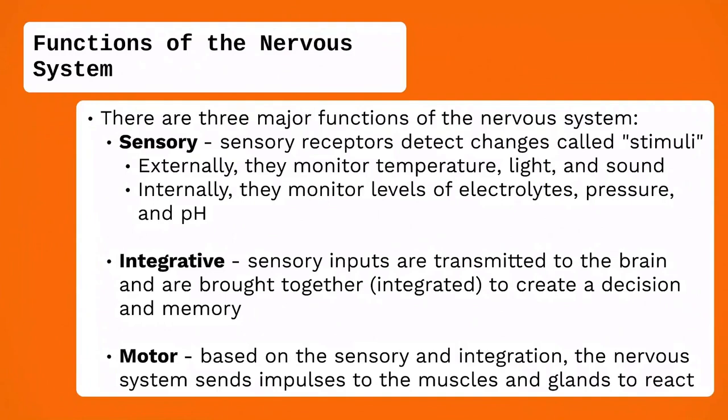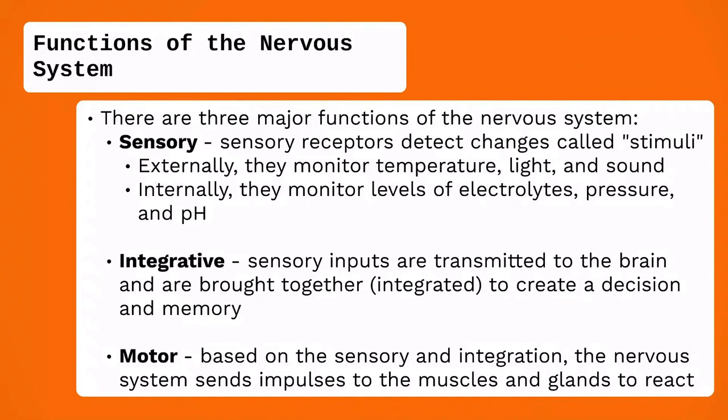So now the functions of the nervous system. There are three major functions of the nervous system, and that includes sensory, integration or integrative, and motor. Our sensory receptors detect changes called stimuli. Externally, they monitor temperature, light, and sound. Internally, they monitor levels of electrolytes, pressure, and pH.